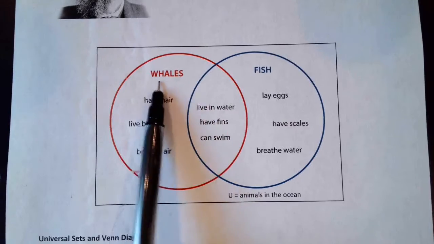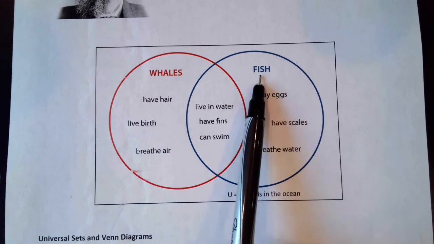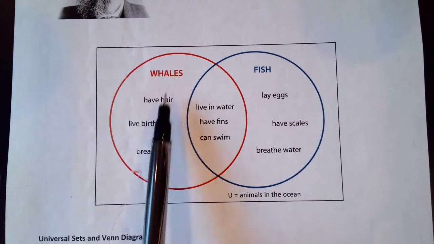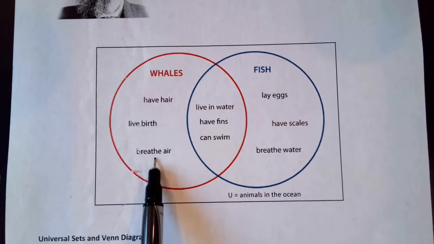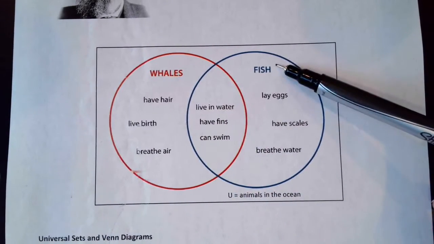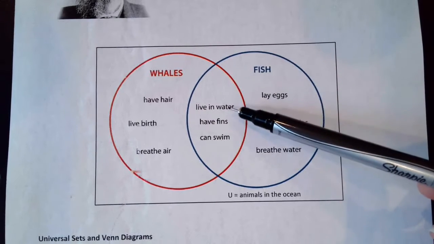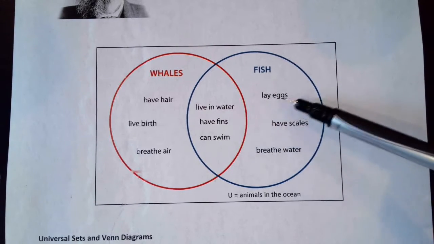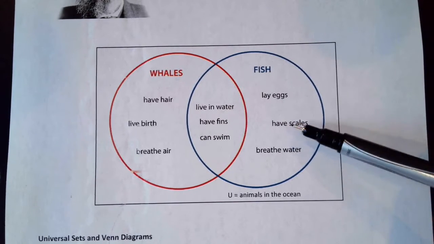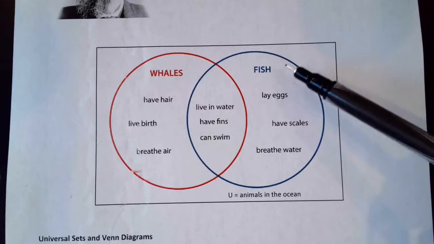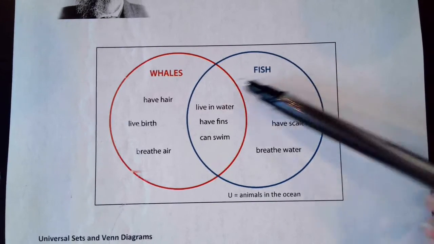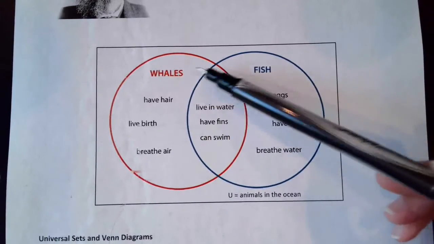So this circle I named whales, and this one I named fish. And then here are some just characteristics of both animals. So whales have hair, they give live birth, they breathe air, they live in the water, they have fins, and they can swim. And then if you look at fish, here's some characteristics of fish. They also live in water, have fins, can swim, but they lay eggs, they have scales, and they breathe in the water. So what this lets us do is it lets us see that all of these characteristics inside the blue circle are for fish. All of the characteristics in the red circle are for whales.